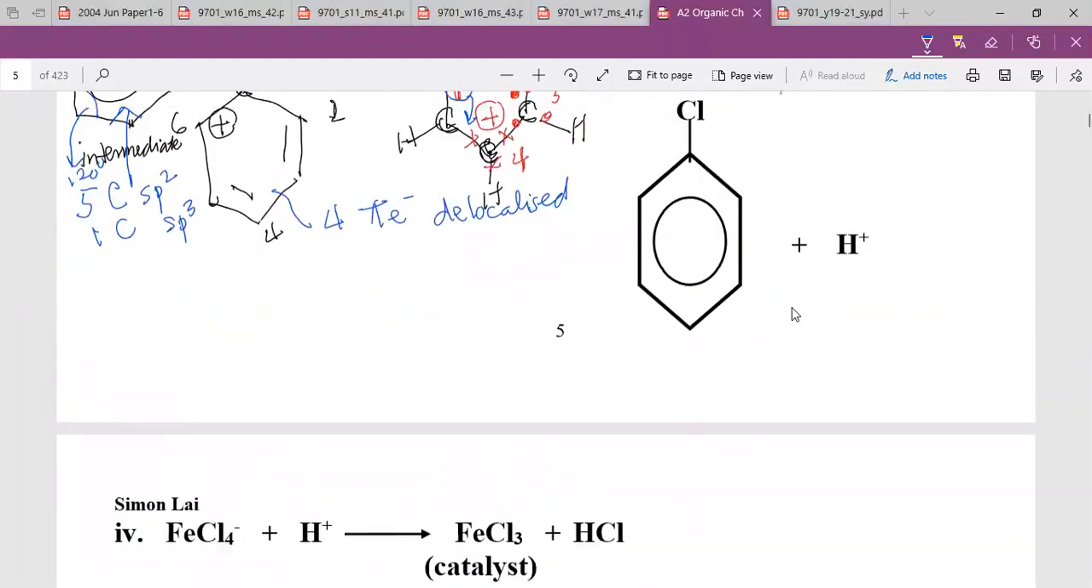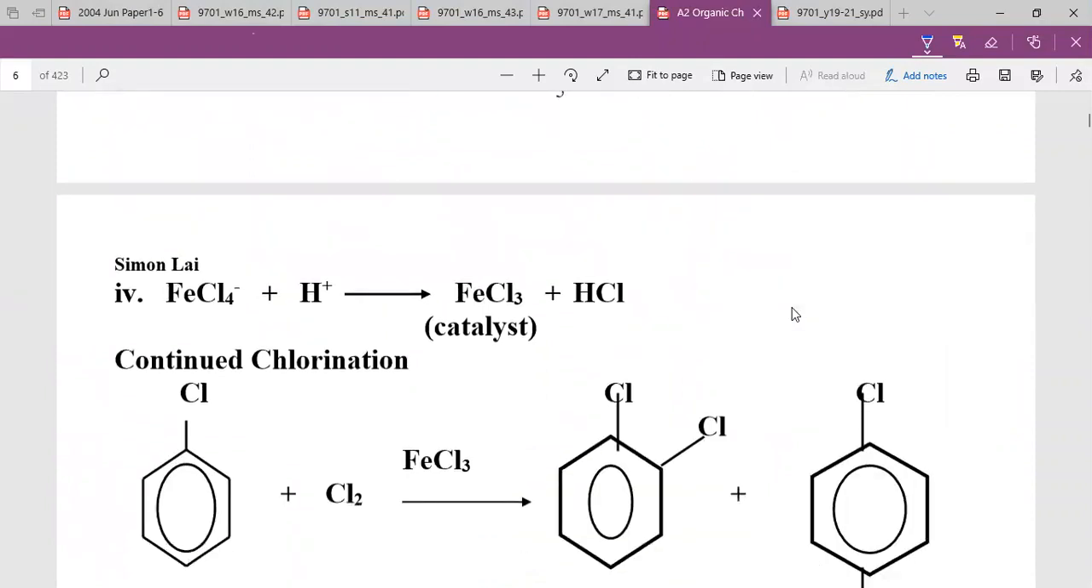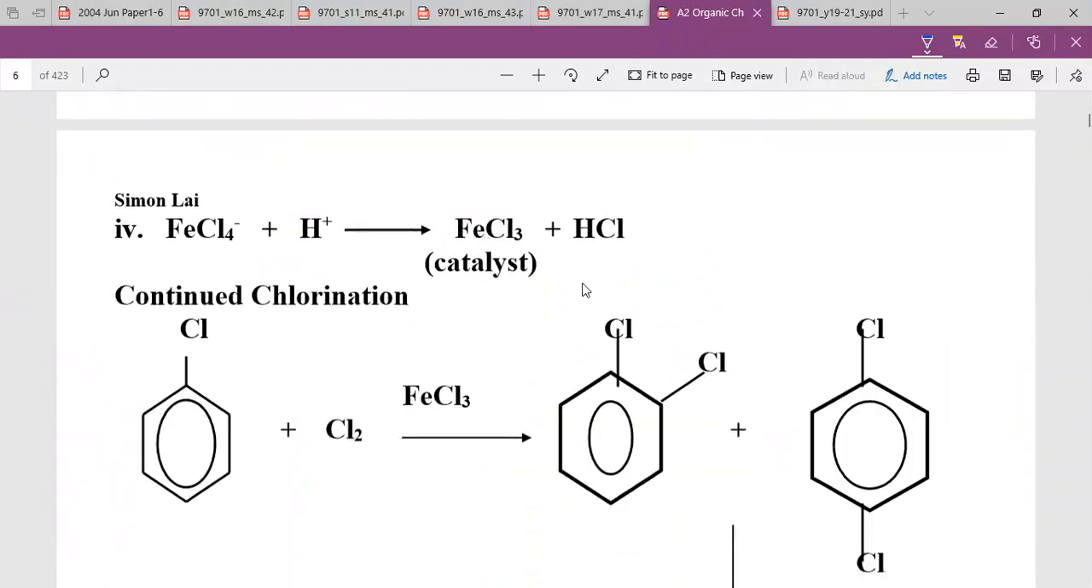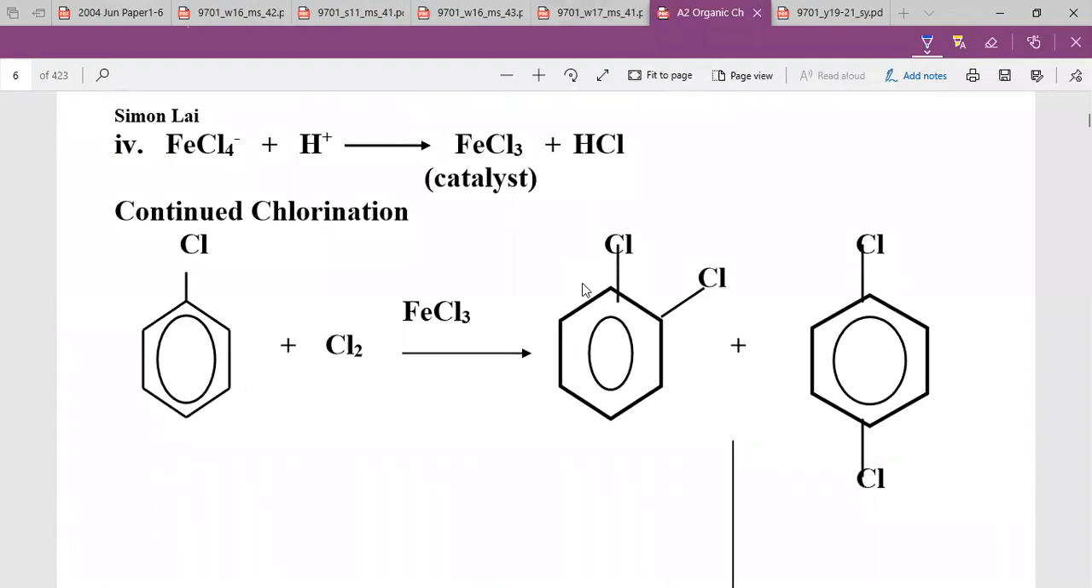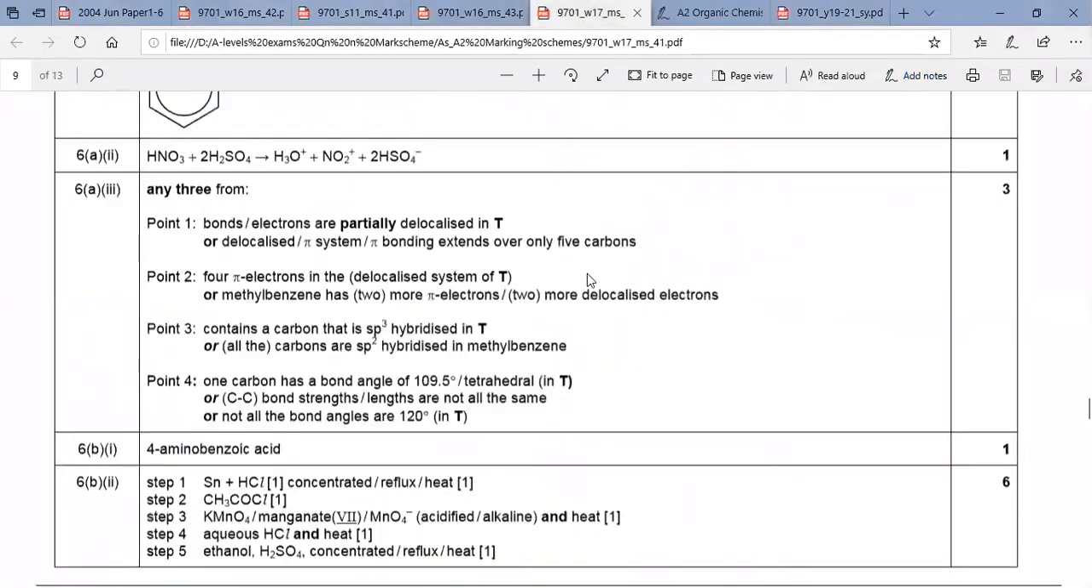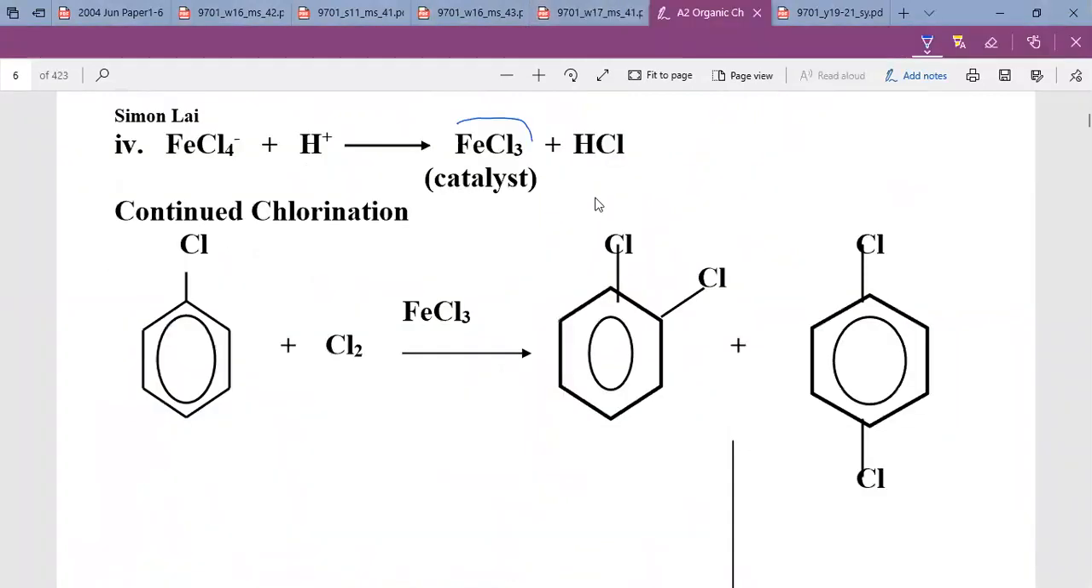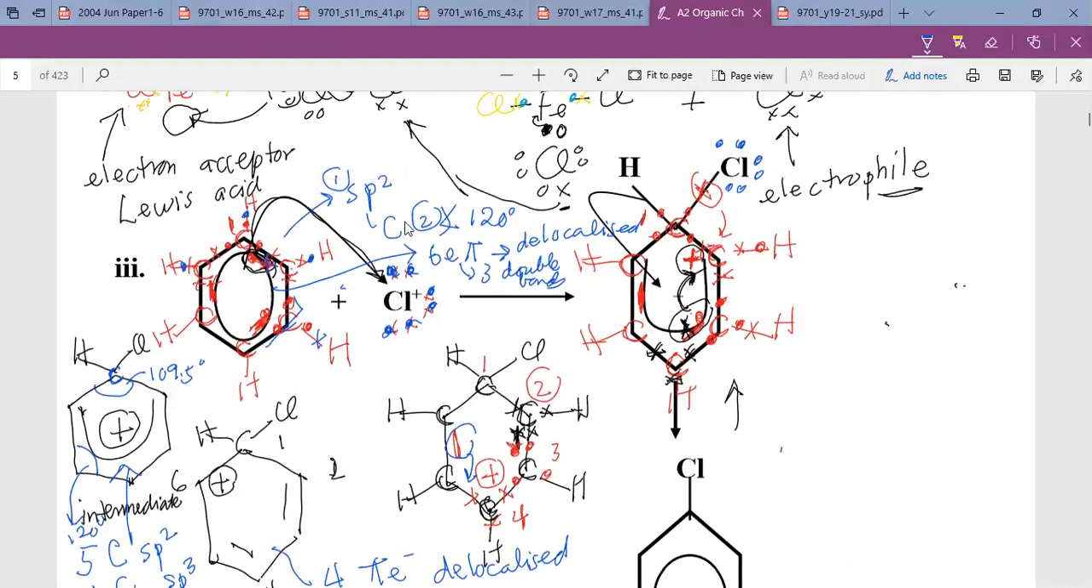Now, the last bit, of course, is they ask you why is FeCl3 a catalyst? Quite a common question. Why is this a catalyst? Because this here is ionic already. This is actually called a complex ion. The last point, which is very important, is this hydrogen here.